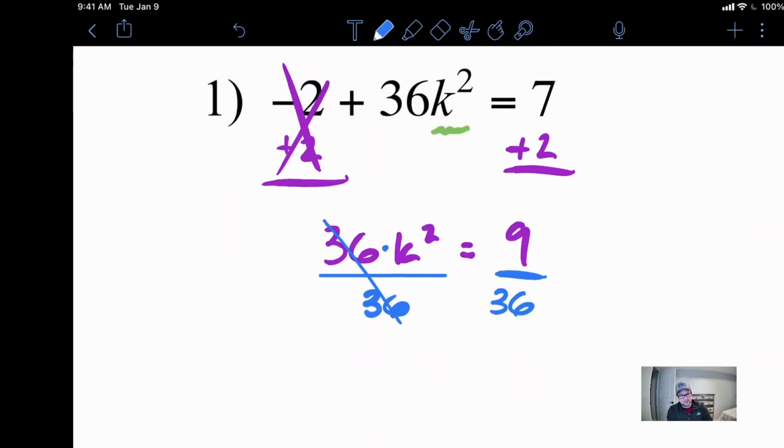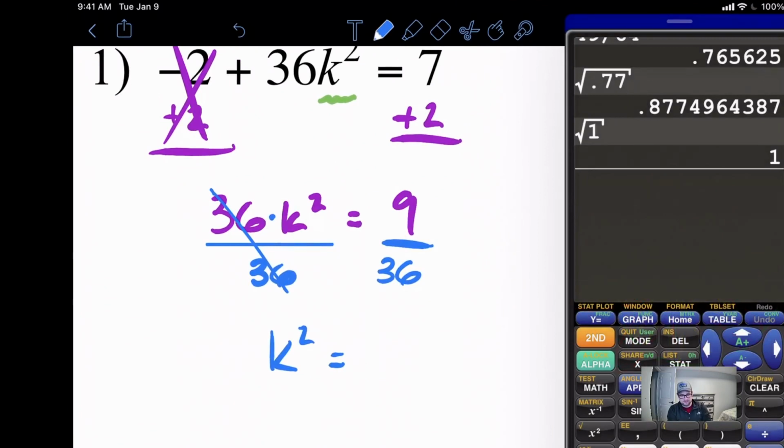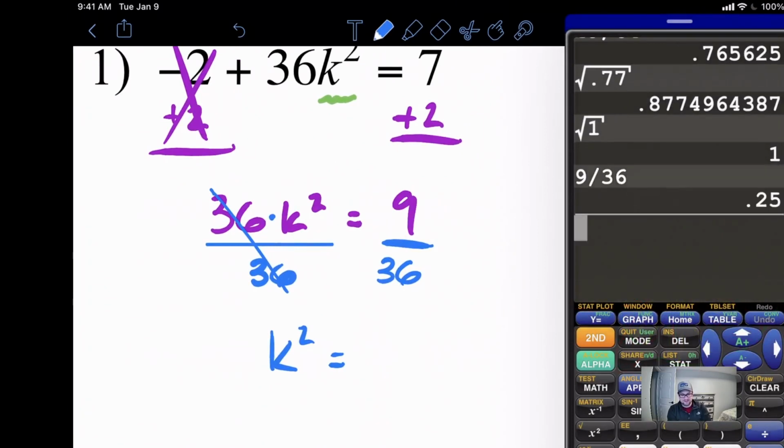So when I do this, I'm going to be left with k squared equals 9 divided by 36. This is a great spot for a calculator. 9 divided by 36 is just 0.25. And then we want to get k alone. So to get k alone, we want to take the square root of both sides.